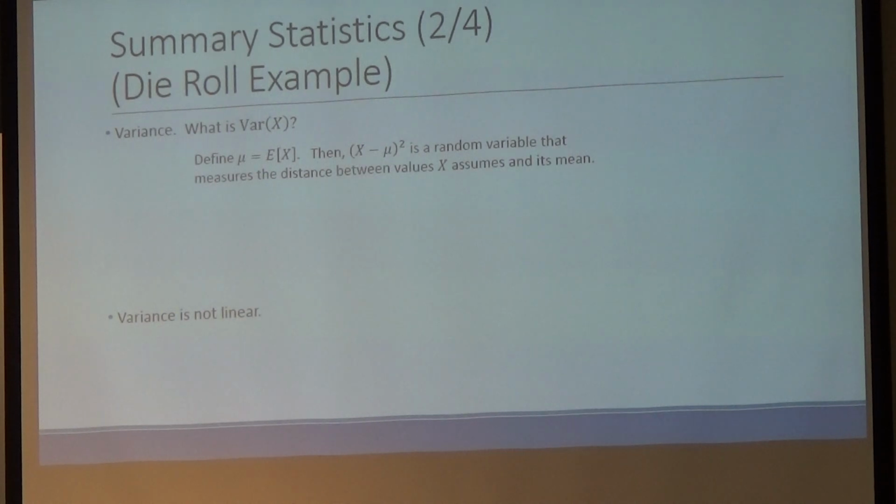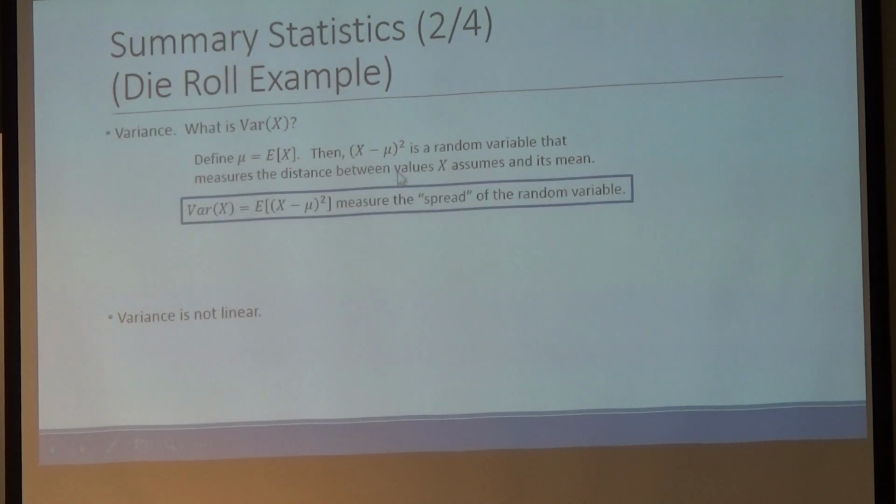So in our stock market example on Monday, those returns were all over the place, right? The mean was like 11%, but you saw returns all the way down to like negative 30% and all the way up to like 30%. So you could imagine that that distance might be large sometimes. And the variance is just the expected value of how far away is that random variable from its mean. It measures a spread.